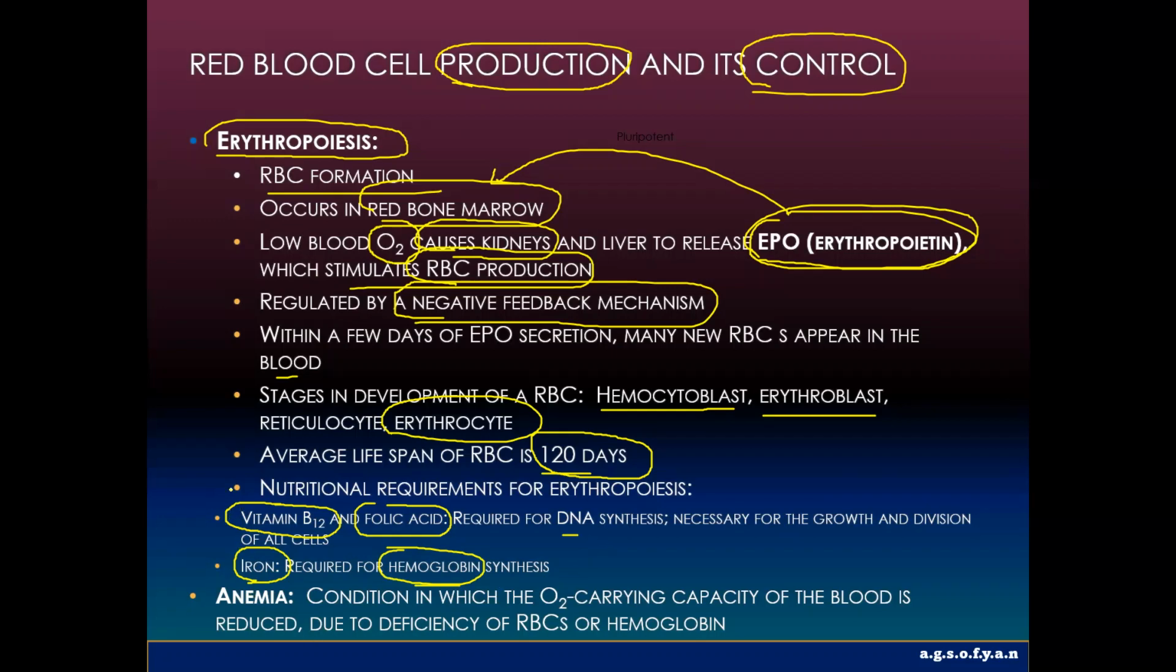If we don't have enough red blood cells, we can have a disease called anemia. Anemia is the condition where the oxygen carrying capacity of the red blood cell is reduced. Maybe because of reduced hemoglobin due to iron deficiency, for example, or maybe because of reduced red blood cell production due to deficiency of vitamin B12 or folic acid. Okay, so this is the production and control of red blood cells.